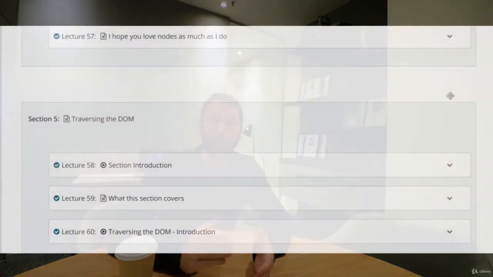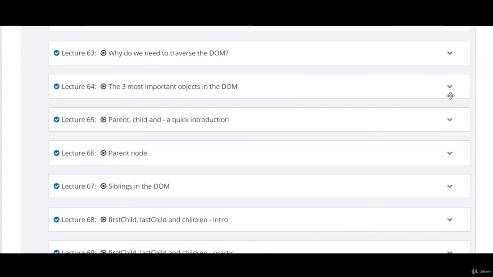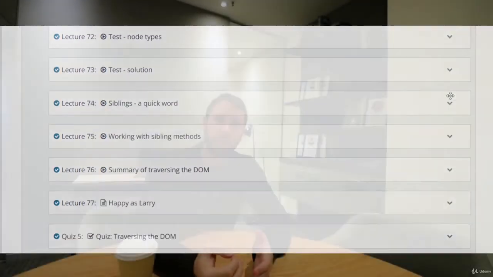After that, we look at how to traverse the DOM, how to walk up and down the DOM tree, because sometimes we don't have the luxury of having the class name or the ID with us. Sometimes you know where you kind of are in the DOM tree, but you don't know exactly where to go. And that's why it's important to be able to walk up and down the DOM tree as well.